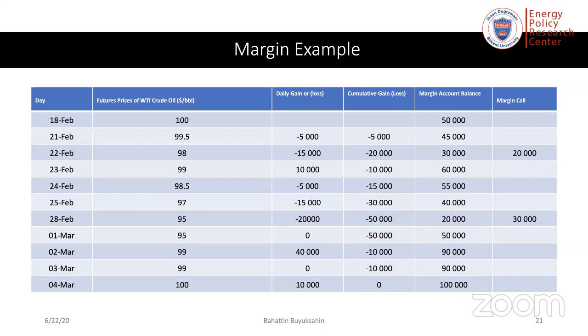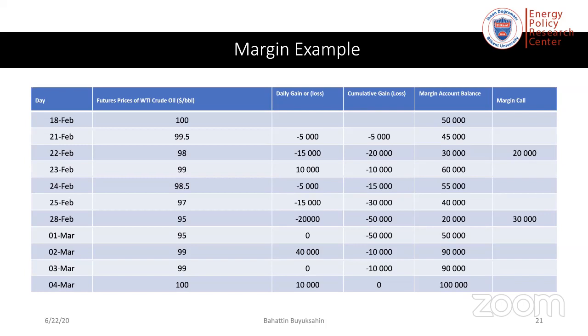That is exactly the amount he put in his margin account, because initially he put 50,000, then he got 2 margin calls. In the first one, he paid 20,000, and the second one, he paid 30,000, total 100,000. So he didn't make any loss or gain. His $100 buy price, $100 sell price.